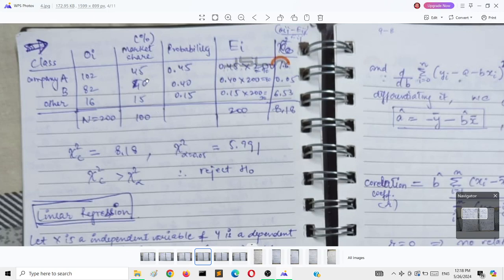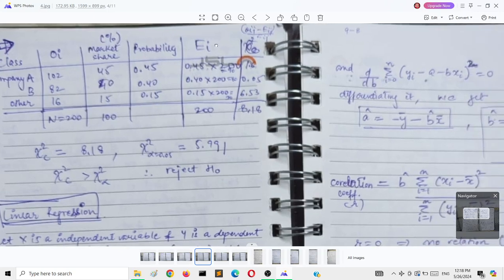How we got 45 is, we did 40 plus 15, that's 55, and we subtracted 55 from 100, so we got 45, and this is how we know that our company has a market share of 45. Now the probabilities according to this market share percentage will come out to be 0.45, 0.4, and 0.15. We just divided that by 100, right? Because the percentages total up to 100.